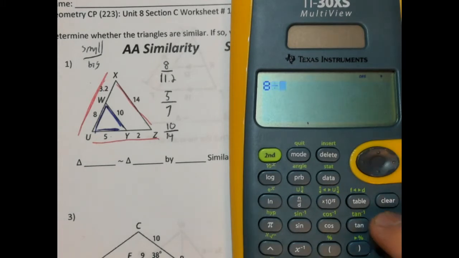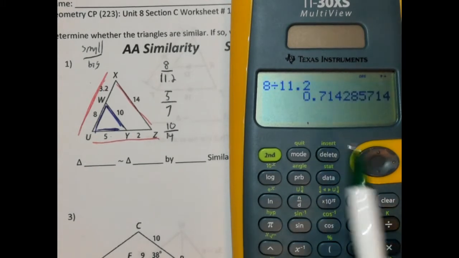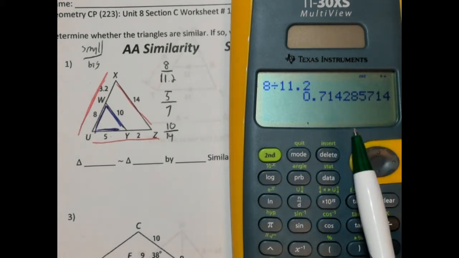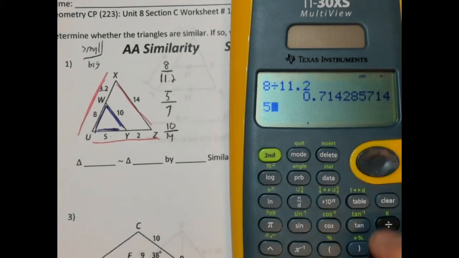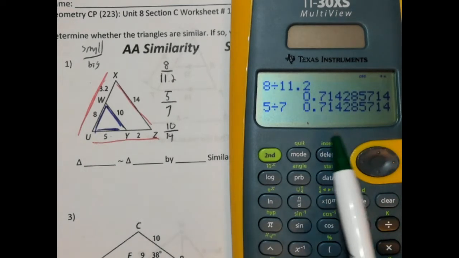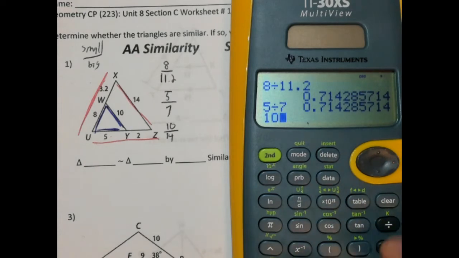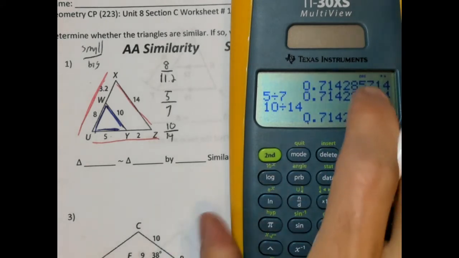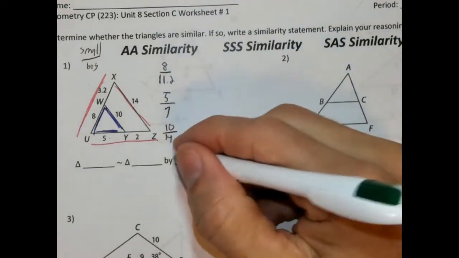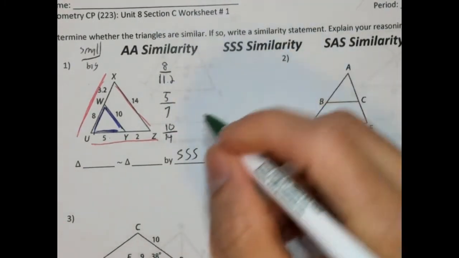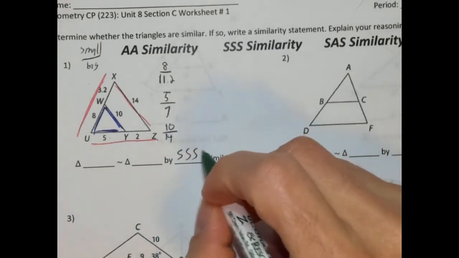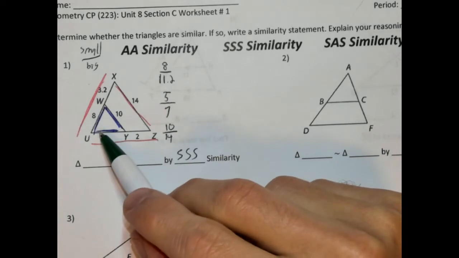So 8 over 11.2, and that's this long decimal number. We can do that, but we're not going to say what it is because that's just not necessary. 5 over 7, same value. And then 10 over 14, well, this should be the same value because that's just 5 over 7, not simplified yet, right? And there we go. So they're all the same value. They're all the same proportion. So the sides are proportionate. So we know these triangles are similar because of side, side, side. So we've established that. And now we need to write the similarity statement.